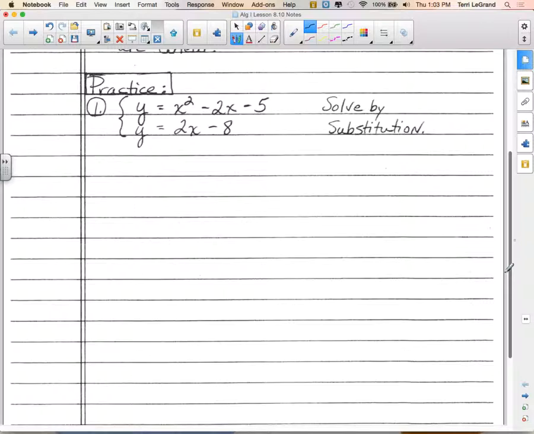Do you remember the substitution method? You can substitute from one of them into the other. Since x squared minus 2x minus 5 is equal to y, and 2x minus 8 is equal to y, can't we put this one's expression for y into the other one for y? Or the other way around, exactly. So we're going to put x squared minus 2x minus 5 equals, in other words, we just replace that y, 2x minus 8.